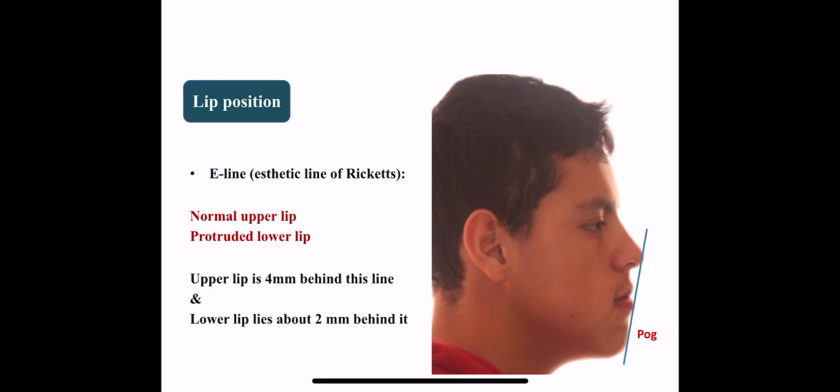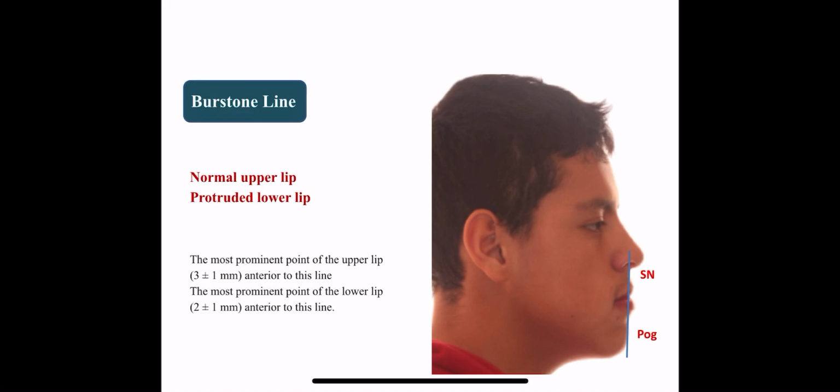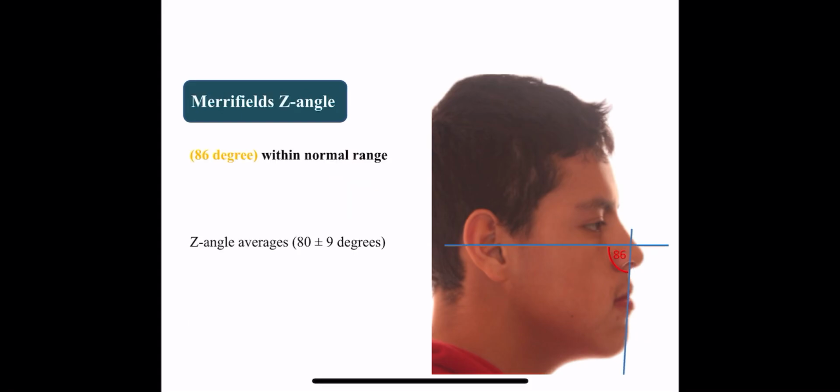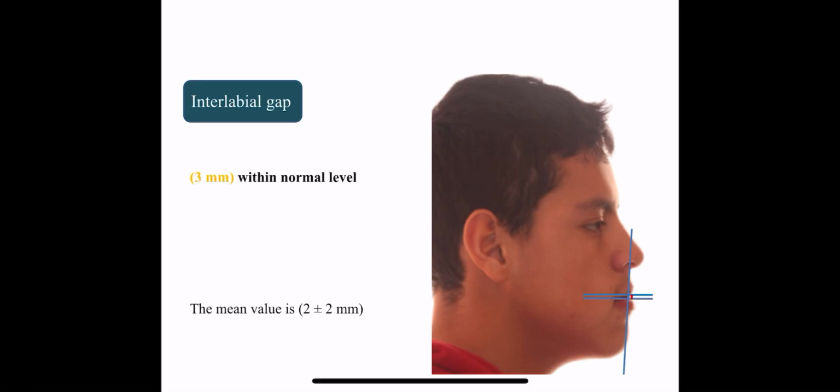Lip position. A-line shows normal upper lip, but the lower lip is touching this line, and it has to be 2 millimeters behind this line, meaning the lower lip is protruded. Burstone line shows normal upper lip and protruded lower lip. This line shows upper and lower lips are too prominent. As you can see, both of them are crossing this line. Merrifield's Z angle is 86 degrees, within normal range. Interlabial gap 3 millimeters, within normal level.